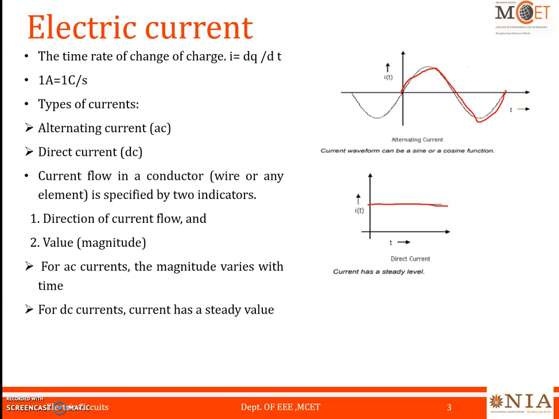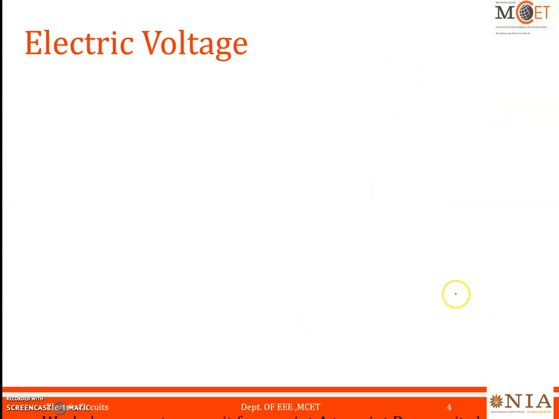And when you represent the current value in a circuit, we represent it with two indicators: one is the direction, and the other is the magnitude. So always when you represent the current, the direction is very important and you also have to represent the magnitude. For example, here the current direction is from A to B, so it is plus 5 ampere. Here B to A, that's why it is minus 5 ampere. In the case of AC currents, the magnitude varies with respect to time. In the case of DC currents, it will have a steady state value.